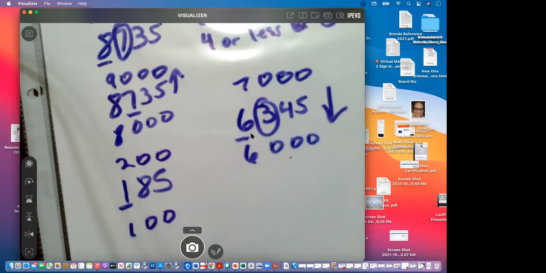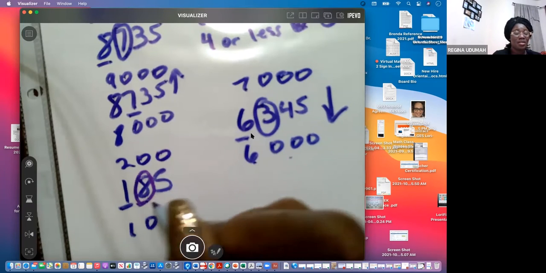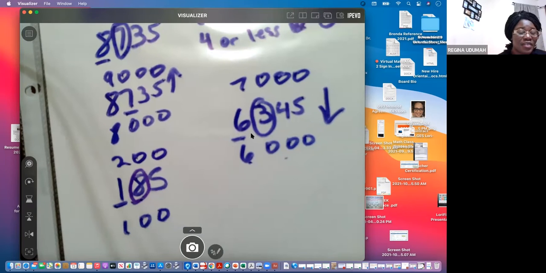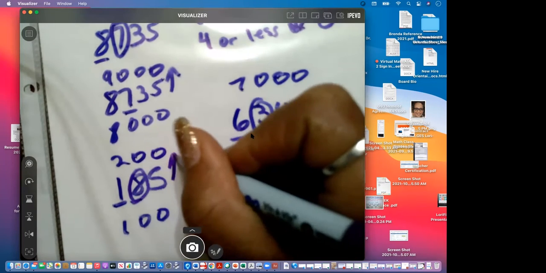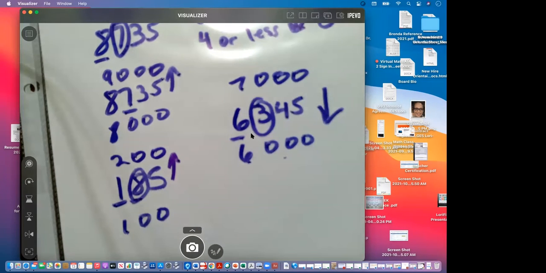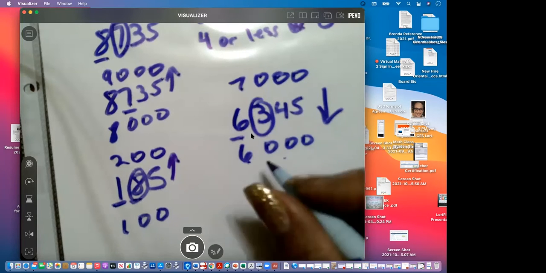All right, so we look at the number in our tens, the number that comes after the hundred. If it is higher, then you round up. We're going to round up because 8 is larger than 5. So it goes up.